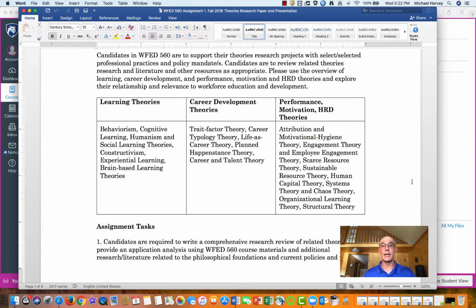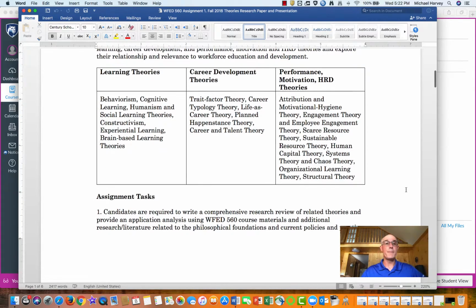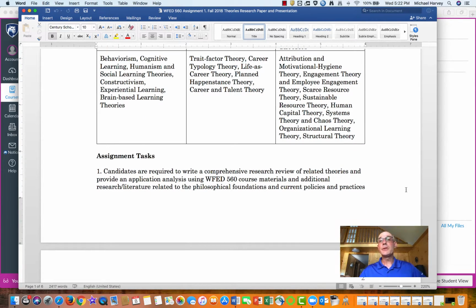I'd like to have you look at theories that you want to learn more about. I'd like to have you potentially pick theories from all of these silos, not necessarily staying within one silo, because all of these theories have an interaction, an impact, and an influence on what we do in our field. So these are the theories that I presented. These are the silos or categories of theories as they originate in workforce education and development and have impact and influence. So please review those.